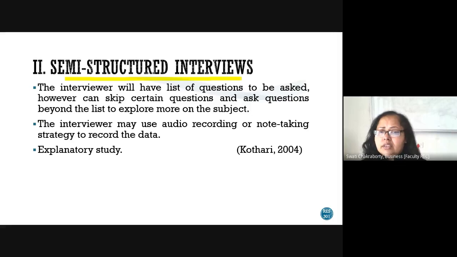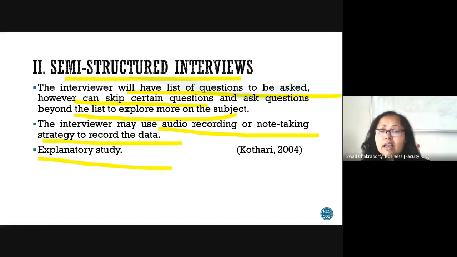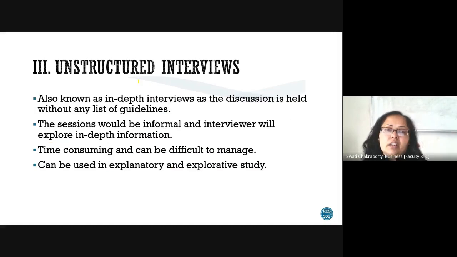Now, semi-structured interviews, this is where the interviewer will have a list of questions that they want to ask, but if needed, they can skip certain questions and also can ask questions beyond the list that has been designed before, in order to explore more on the subject, right? And the interviewer can use audio recording or key note-taking strategy to record the data. It's used in explanatory study.